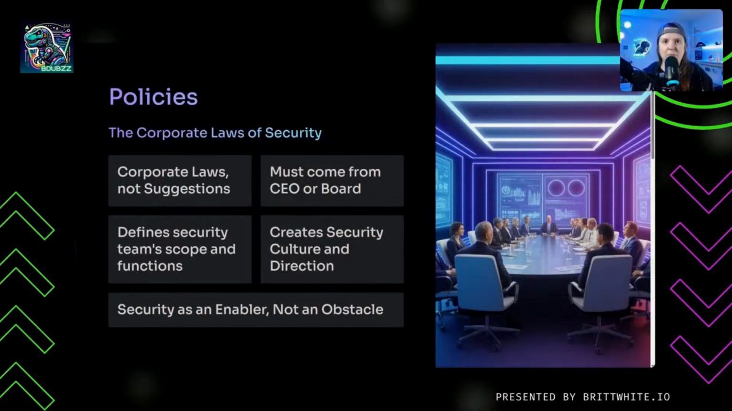And remember the accountability versus responsibility that we discussed before? CEO and upper management are accountable for security. Everyone else in the organization is responsible for security. Accountability is at the top of the pyramid, but responsibility? Everyone's got skin in the game. Security is a team sport. The bottom line is that policies are a top-down direction, management's security vision, corporate law, the tone setter for security culture, and helping security become an enabler.